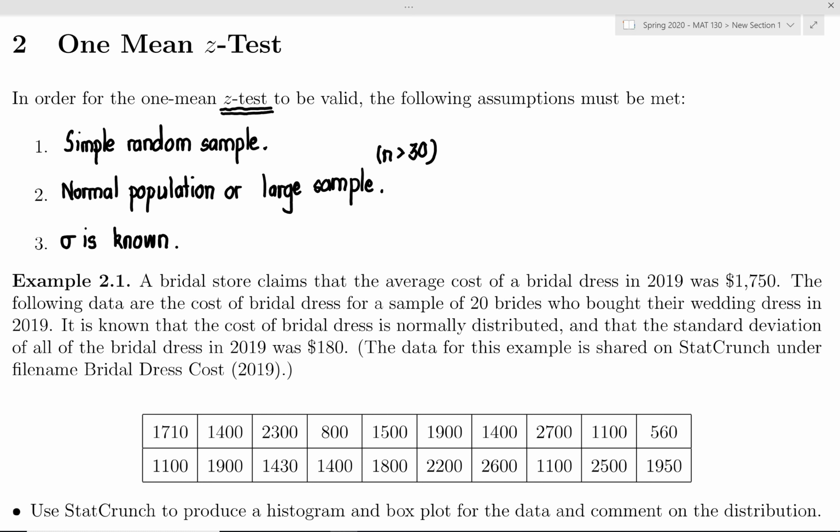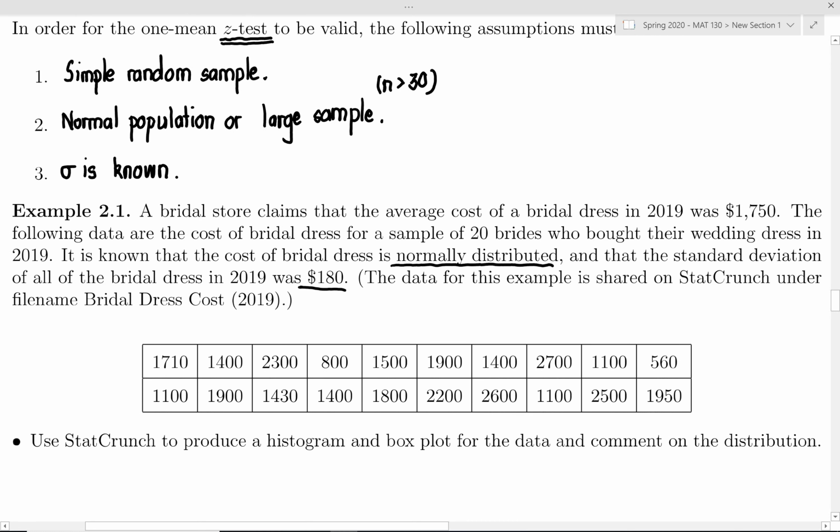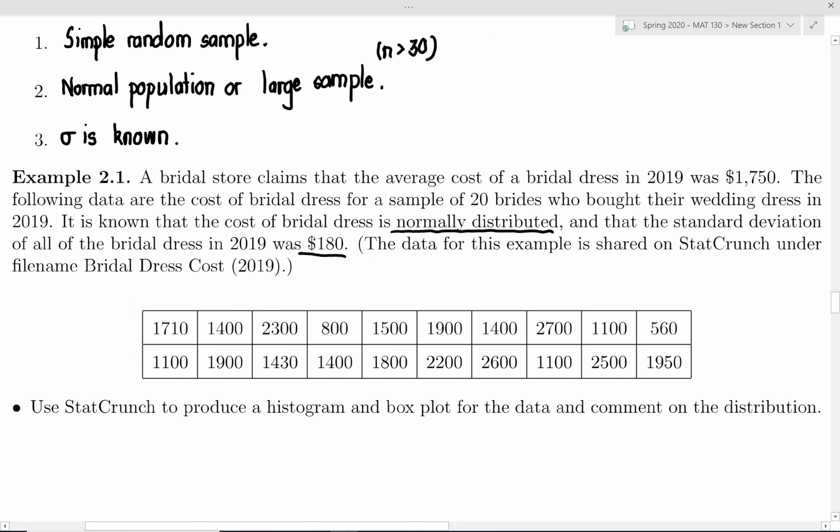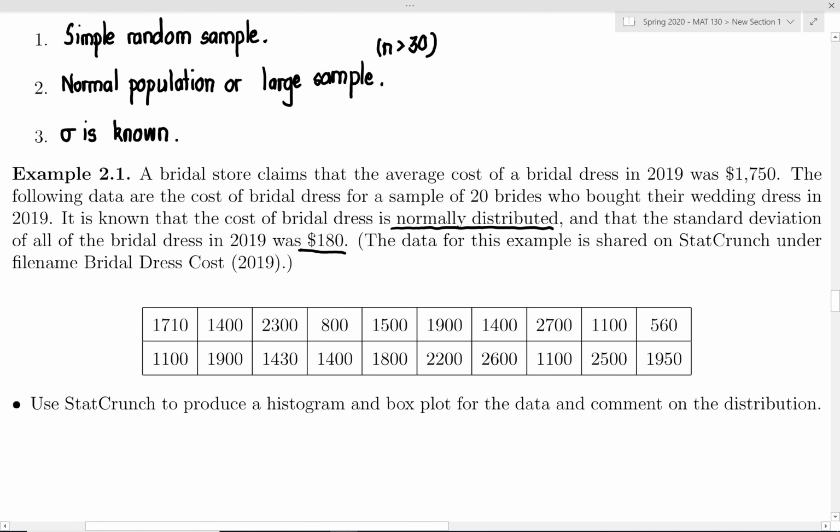A bridal store claims that the average cost of a bridal dress in 2019 was $1,750. What we did is we went outside and collected a sample of 20 brides who bought their wedding dress in 2019. We know the cost of a bridal dress is normally distributed, and the standard deviation of all bridal dresses in 2019 was 180. We took the data, those are the 20 responses for brides that bought their wedding dress in 2019, to produce a histogram and a box plot for the data.